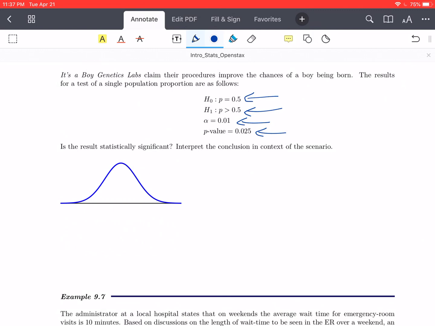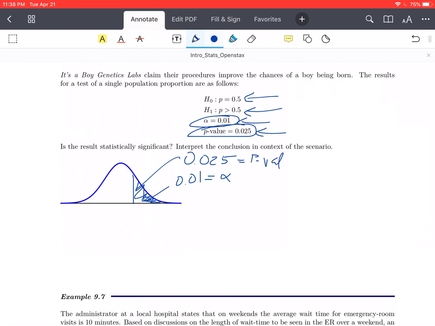Now, if we compare the alpha value with the p-value, the alpha value is 0.01, so that's 1%, somewhere in here. And 0.025, hopefully everybody sees that's a larger number, over twice as big, 2.5 times. So that's up here somewhere, containing all of this area. That's 0.025, our p-value.